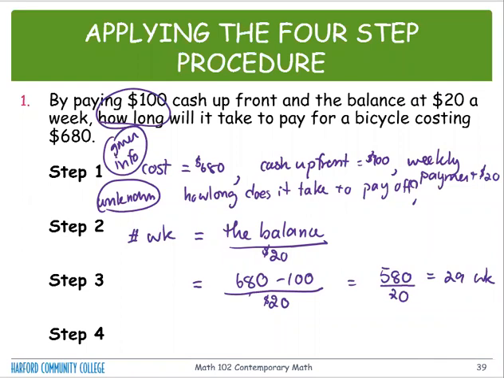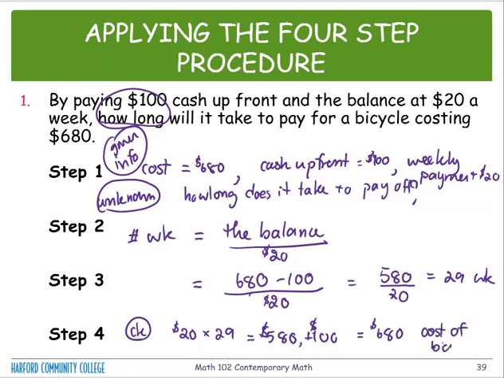Step number 4, we're going to check the result. To check the result, let's see if the weekly payment is $20. We paid for 29 weeks. Multiply these two numbers, we get 580. We add the $100 that we paid upfront in cash, and it becomes the sum of $680, which is the cost of the bicycle. So checked.